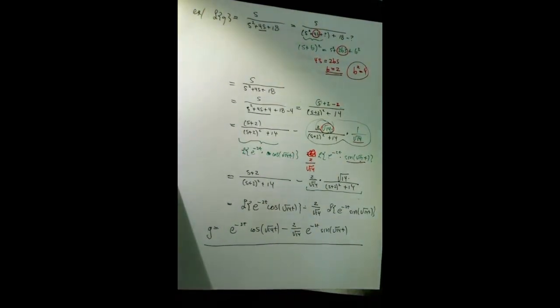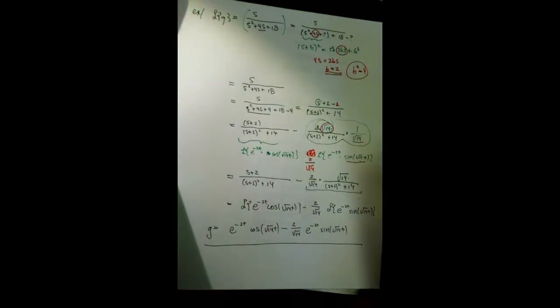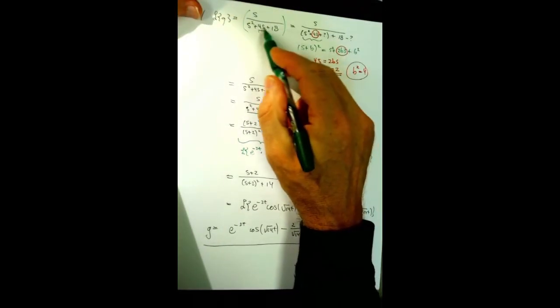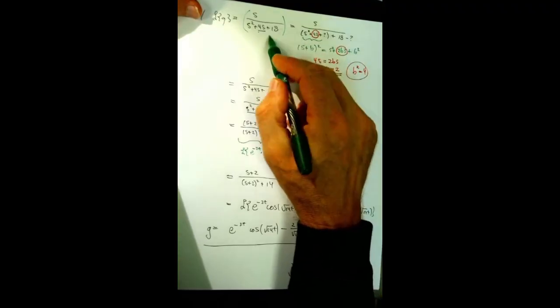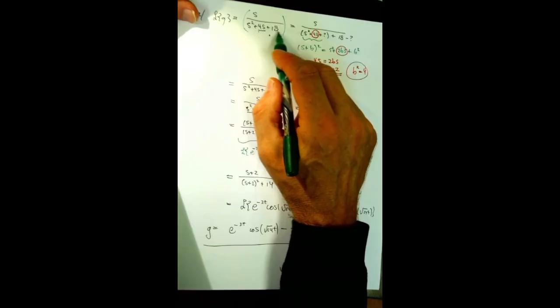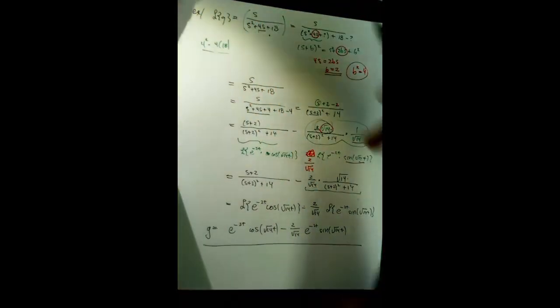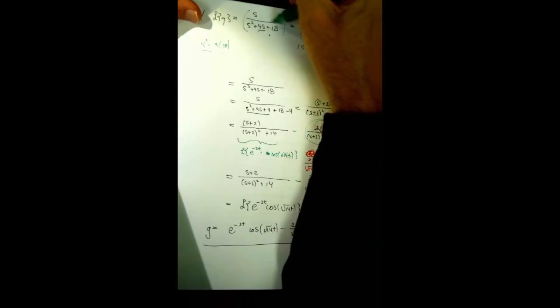So what the heck did I do here? I started off with this. I recognized that I could not easily factor the thing on the bottom. In fact, if you were to try to use the quadratic formula to factor this, you're going to get 4 squared minus 4 times 18. That's negative, right? So I don't have roots to that polynomial, so I'm not going to factor this easily.